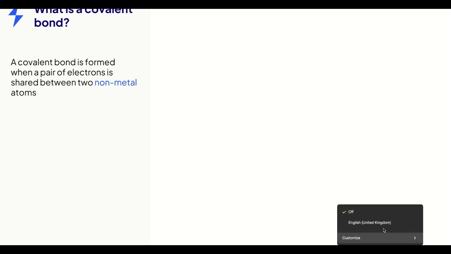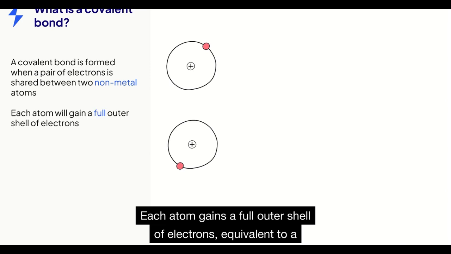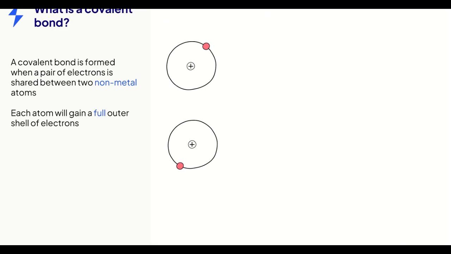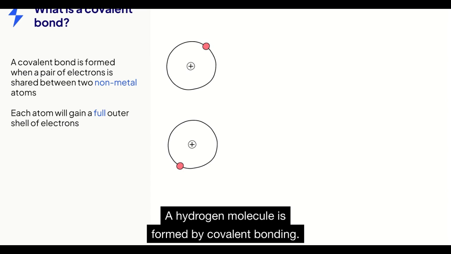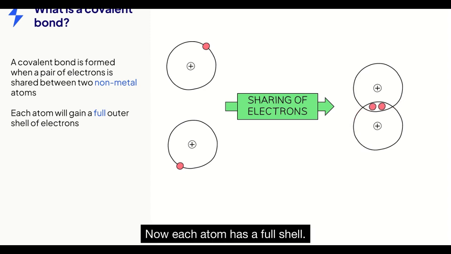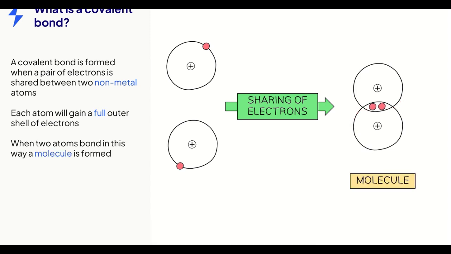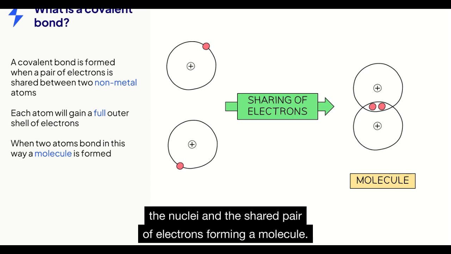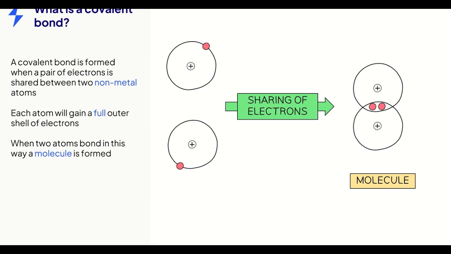A covalent bond is formed when 2 non-metal atoms share a pair of electrons. Each atom gains a full outer shell of electrons, equivalent to a noble gas electronic structure. A hydrogen molecule is formed by covalent bonding. The shells of each atom overlap and share electrons. Now each atom has a full shell. The bond is held together by electrostatic attraction between the nuclei and the shared pair of electrons, forming a molecule.